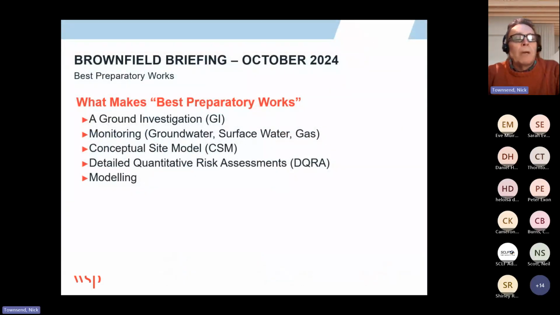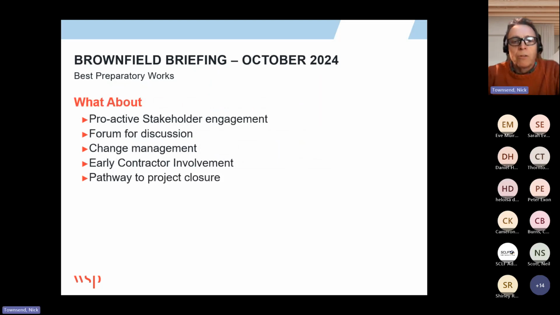So what makes best preparatory works? Well, I think we can probably agree a suitably scoped ground investigation or phases of, monitoring of groundwater, surface water and ground gas, preparation of a conceptual site model, completion of a DQRA, and ideally some modelling. What about stakeholders being involved from project inception so they become active participants, are engaged in project progress, rather than just being passive recipients of information? What about holding routine meetings to allow regulators to raise their concerns, solutions to be presented, and agreement reached? What about effective change management, avoiding protracted correspondence and document revisions?